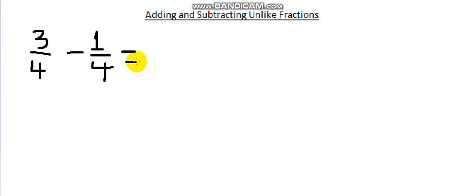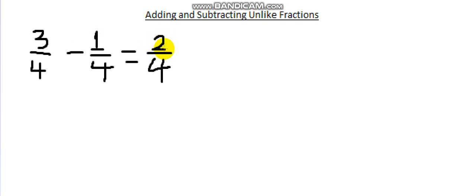So let's say I have 3/4, and minus 1/4. I can subtract these fractions because they both have a denominator of 4. How do I do that? The denominator stays the same. I don't do anything to them. It's still fourths. And then I subtract the numerators. So 3 minus 1 makes 2.